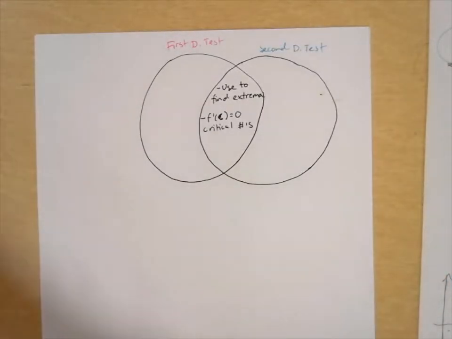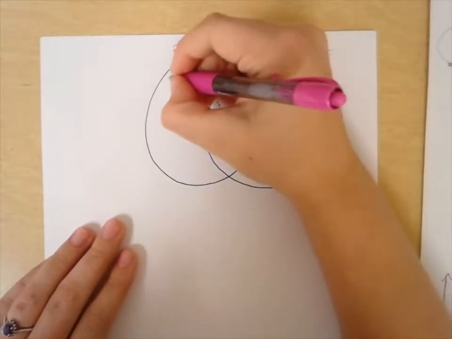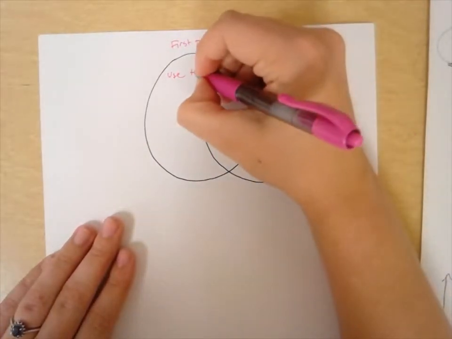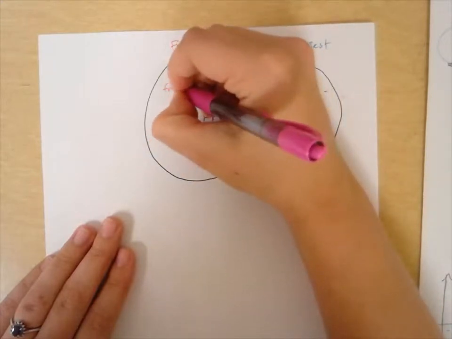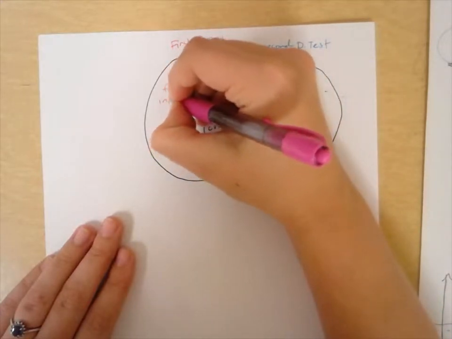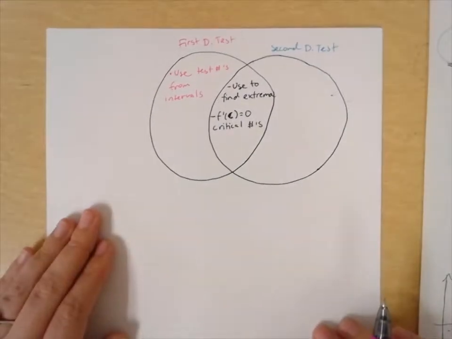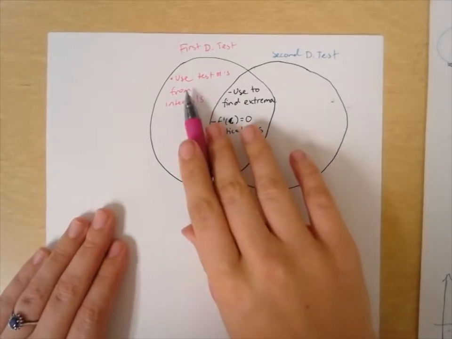But here are some differences. The first derivative test, we use test numbers from intervals. That's what we do with the first derivative test. We look to the left and the right of the critical number when we use the first derivative test.